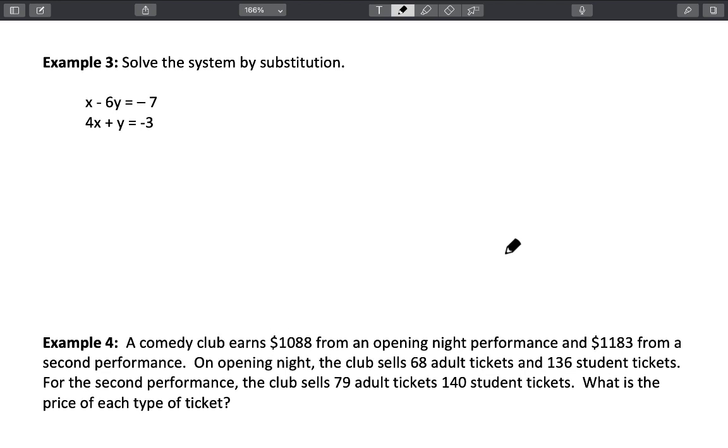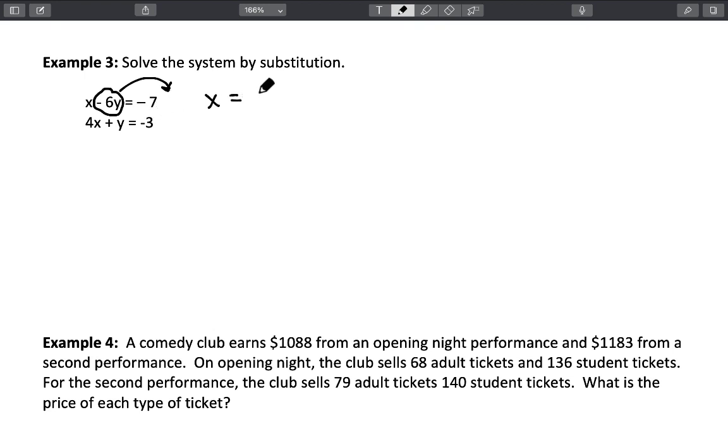All right, flipping the page to example 3, solve another system by substitution. I have x minus 6y is equal to negative 7, and I have 4x plus y is equal to negative 3. Now the tough thing about this is that neither one of these are already solved for a single variable. So let's take this top equation and move this negative 6y over to the right side so that we get one equation solved for x.